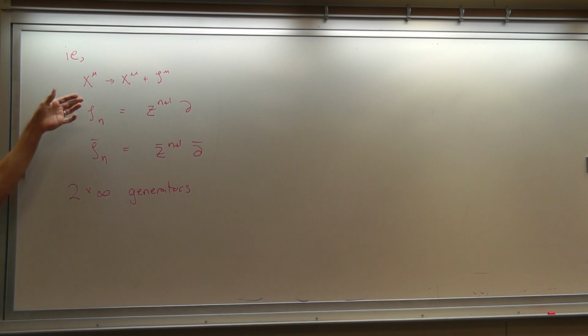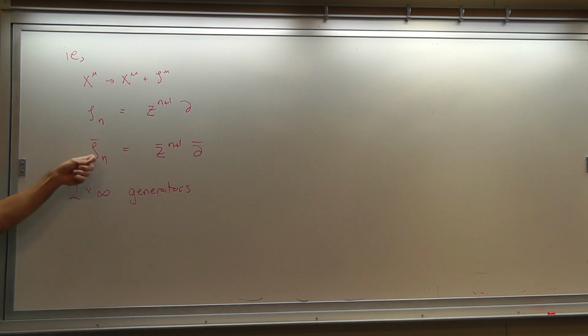And what's a little confusing is that you might think that you have to set these to be real or something. But if you go back to real coordinates, so by 2 times infinity, I mean the number of real generators is 2 sets of real generators with an index running over integers. One way to check that is to go back to real coordinates and preserve the reality conditions and you'll see that that's how many real generators you have.